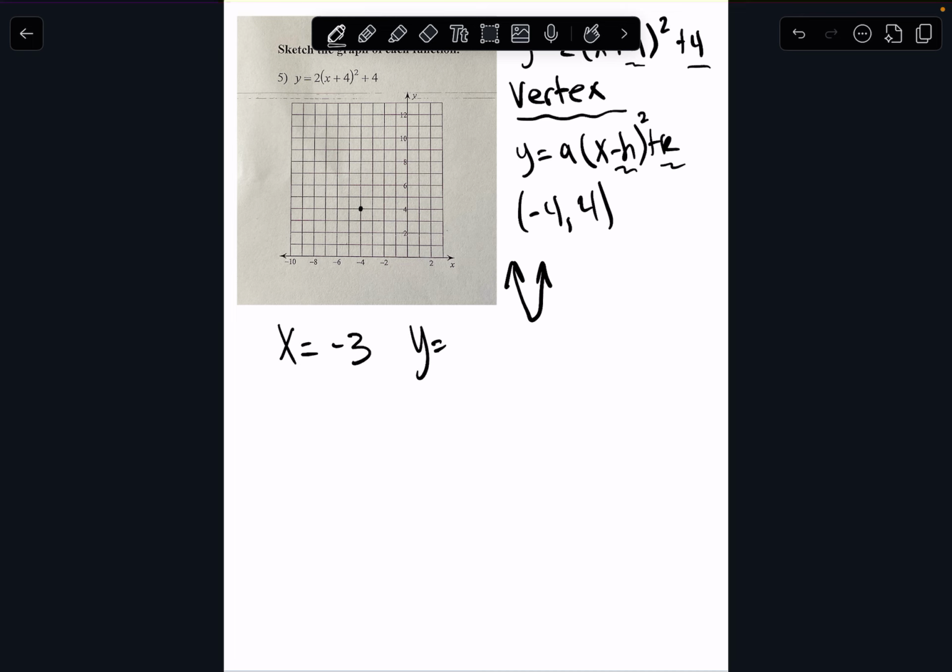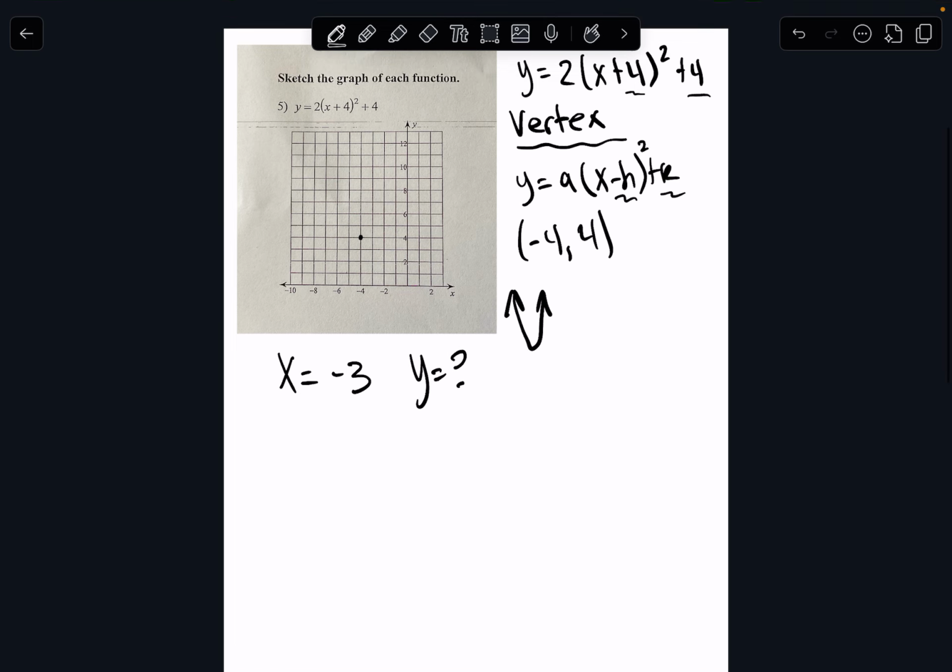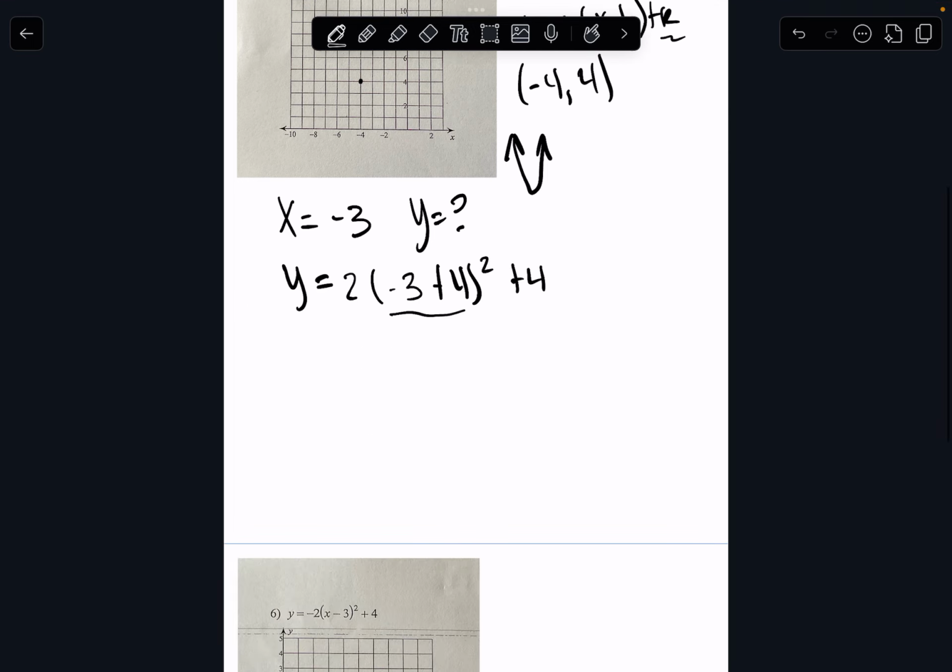And then we'll try to figure out what y is. So let's do the same thing that we did, but instead of 0, x will be negative 3. So we have y equals 2 times (negative 3 plus 4) squared plus 4. And we're going to do the same thing. Inside the parentheses, negative 3 plus 4 is 1, squared is just 1. Y equals 2 times 1 is 2, plus 4. So y is equal to 6.